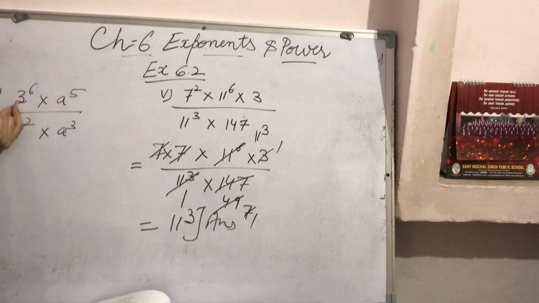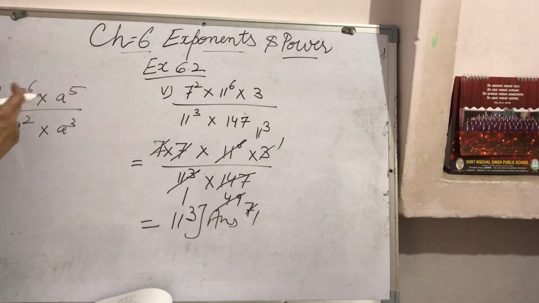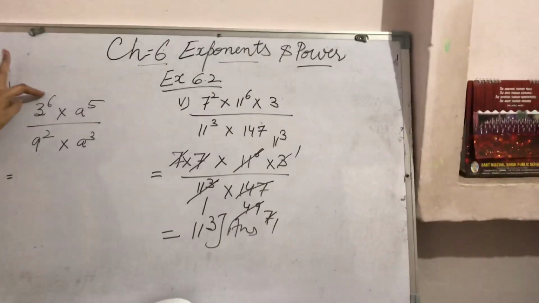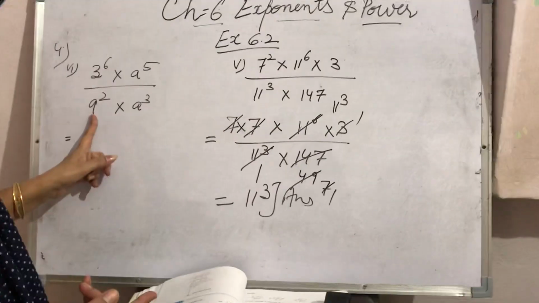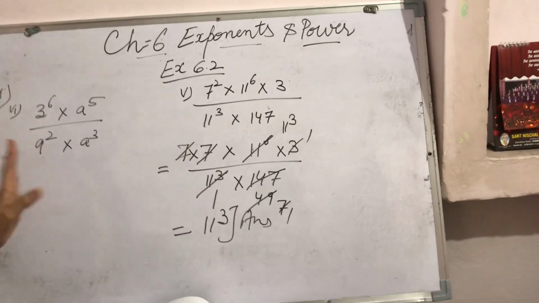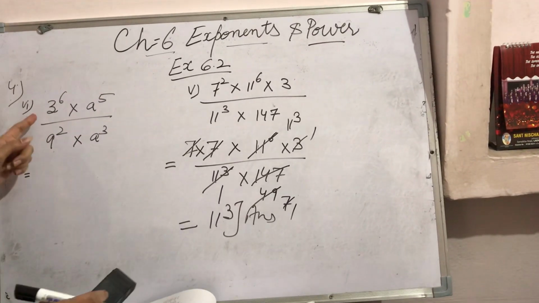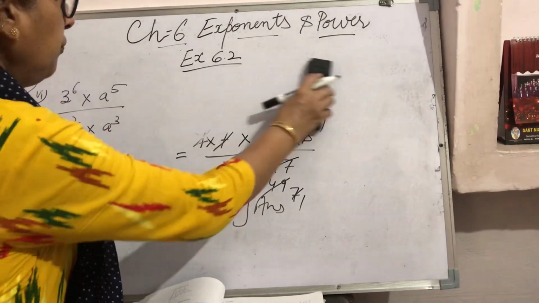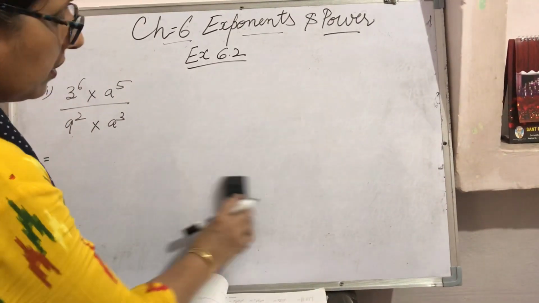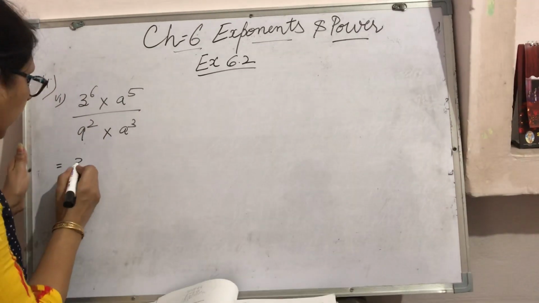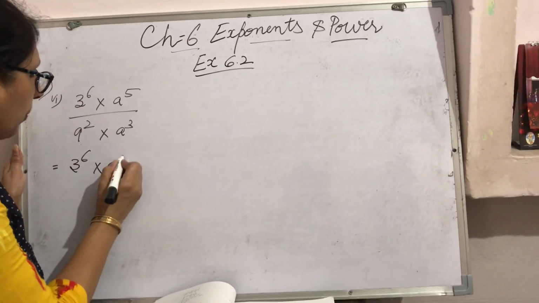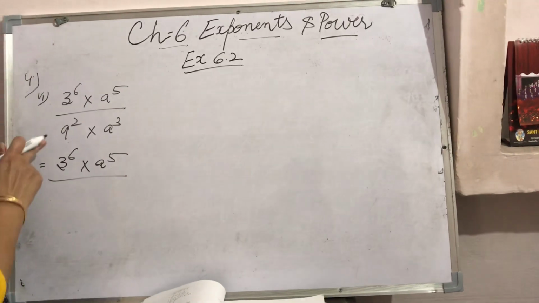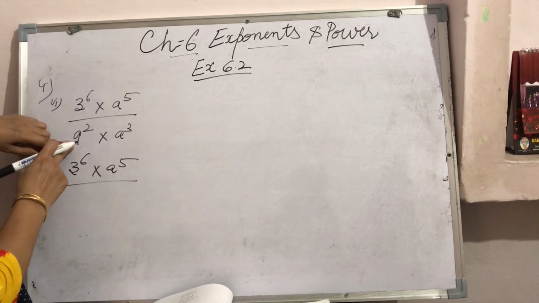Either you can expand them, meaning 3 into 3 into 3 into 3, 6 times we can write 3 and 2 times we can write 9. In this way, we can make these parts the same. If we make the power same, it will be easier, because 3 raised to power 6, a raised to power 5. Now 9, here we have 9.